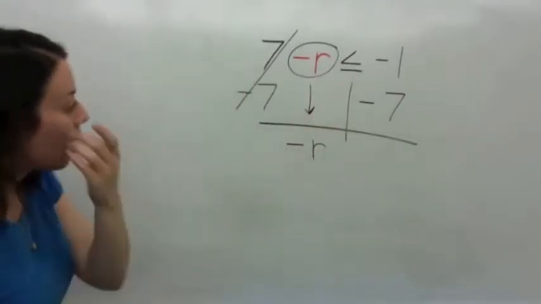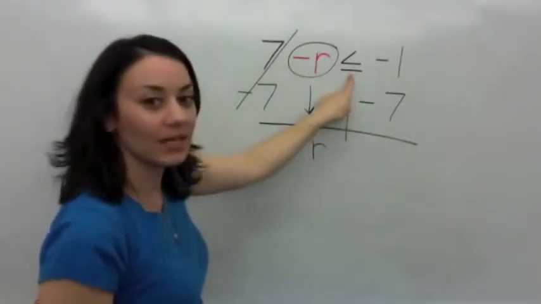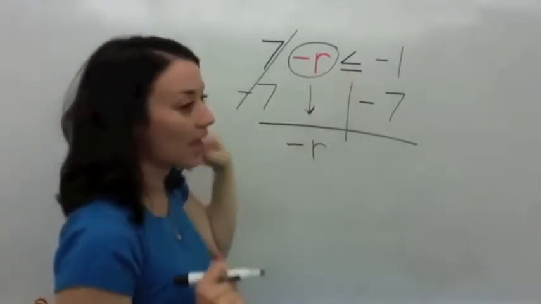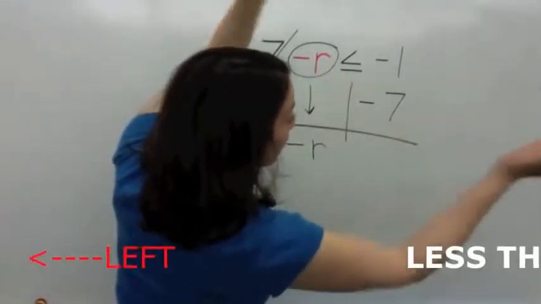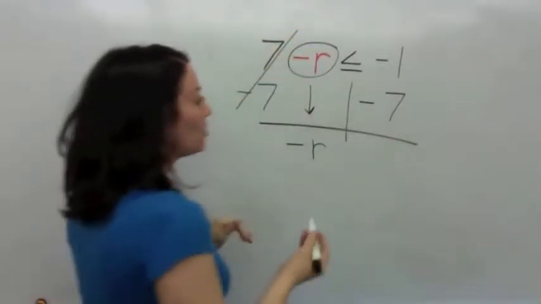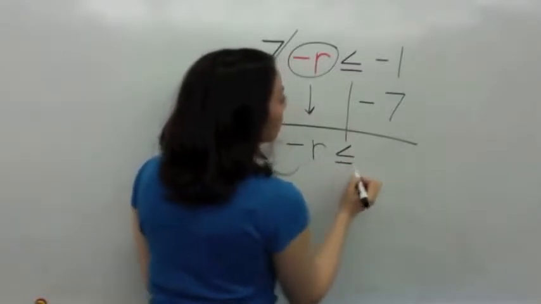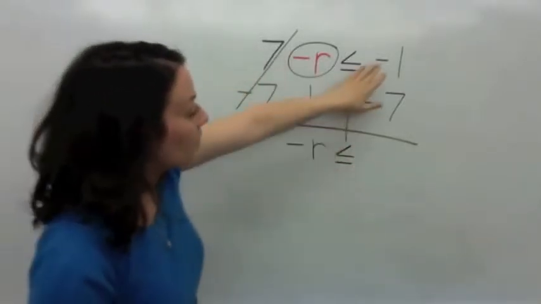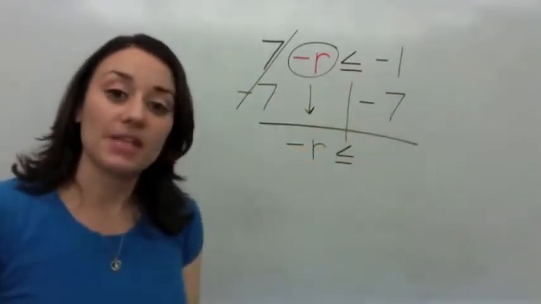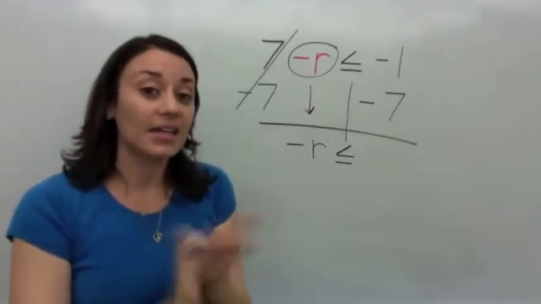Okay, this inequality is going to say r. What sign is this? What does this inequality say? Less than or equal to. Very good. So it says negative r is less than or equal to. Let's take a look. We have negative 1 and negative 7. So are they the same signs or different signs? Same signs, add and keep.